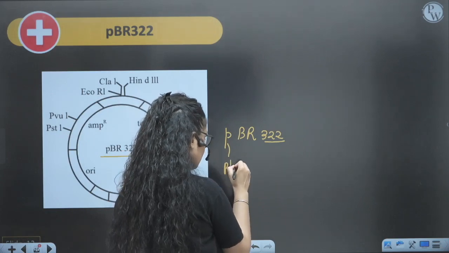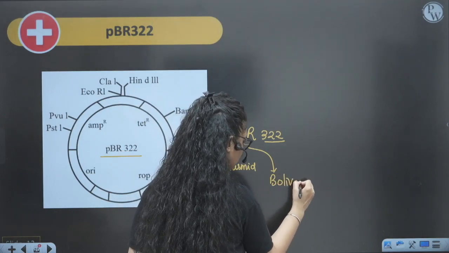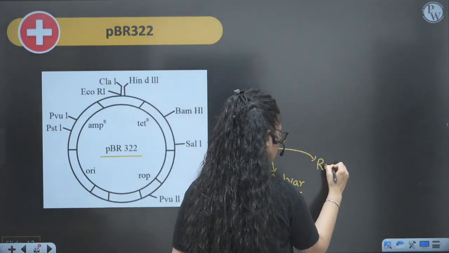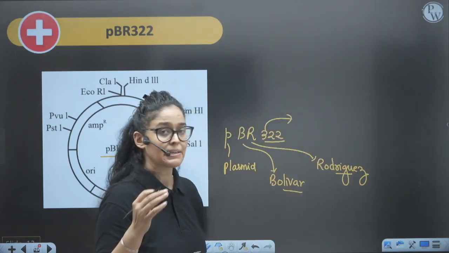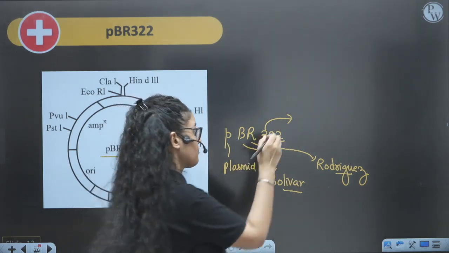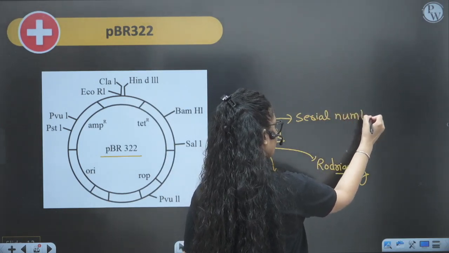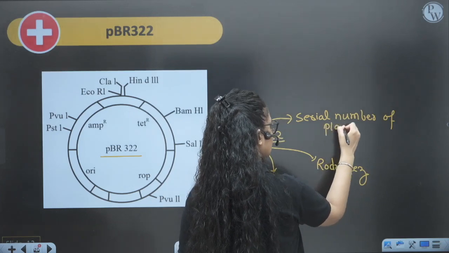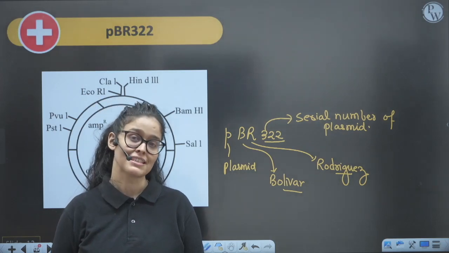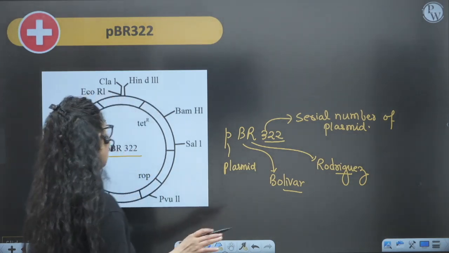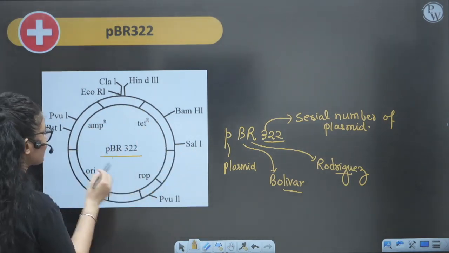So P is for plasmid, B for Bolivar after the name of the scientist Bolivar, R for Rodriguez after the name of the scientist, and this numerical value represents the serial number of the plasmid in the lab. In the lab in which we keep it, we give a serial number to all the vectors. So this is representing the serial number, right?